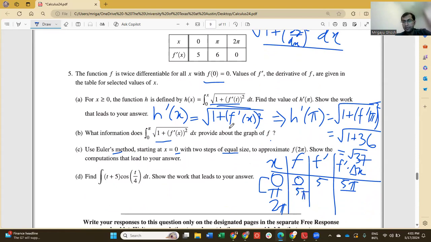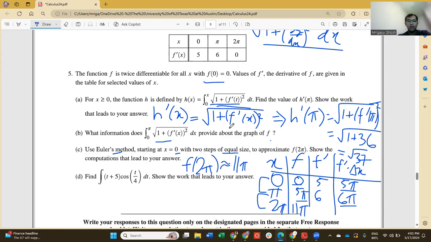That goes here. And again, what is my f prime of pi? F prime of pi is 6. So now I do f prime times delta x. Again, my difference is pi. So I do 6 times pi. And then that's how much I go forward with. So 6 pi plus 5 pi. This is, again, my change. So I'm going to add that to what I have. 5 pi plus 6 pi is 11 pi. So that tells us that f of 2 pi is approximately 11 pi.